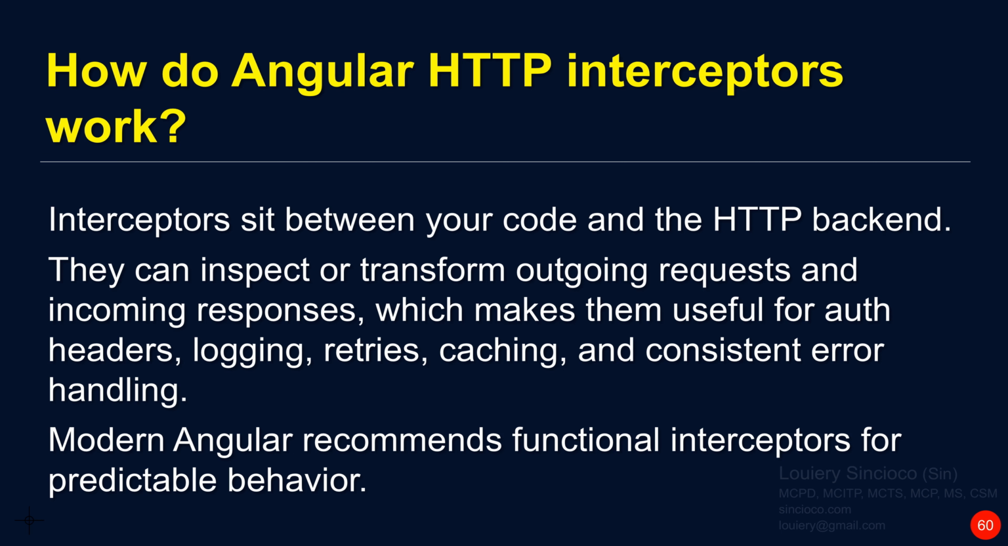How do Angular HTTP interceptors work? Interceptors sit between your code and the HTTP backend. They can inspect or transform outgoing requests and incoming responses, which makes them useful for auth headers, logging, retries, caching, and consistent error handling. Modern Angular recommends functional interceptors for predictable behavior.